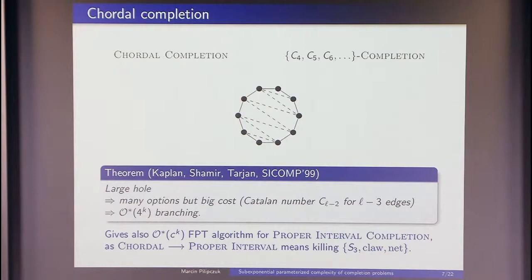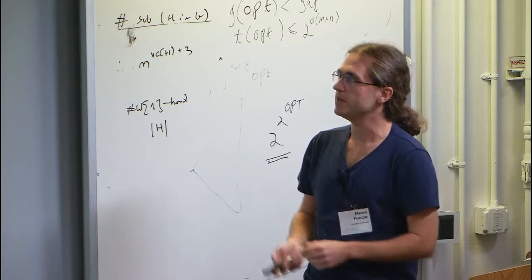This also works for proper interval completion, because the forbidden induced subgraphs for proper interval graphs are essentially all the holes and a few small graphs. So you either have a small graph or you have a hole, and this branching gives you some c to the k branching for proper interval completion. So from the original slide of FPT, we got almost all solved, except for the interval graphs.